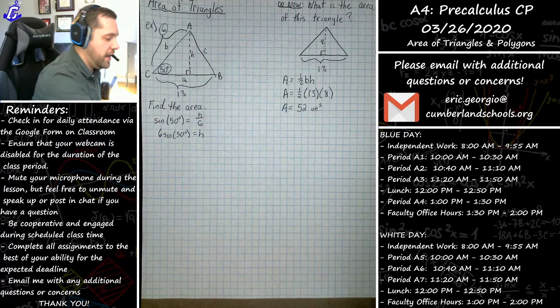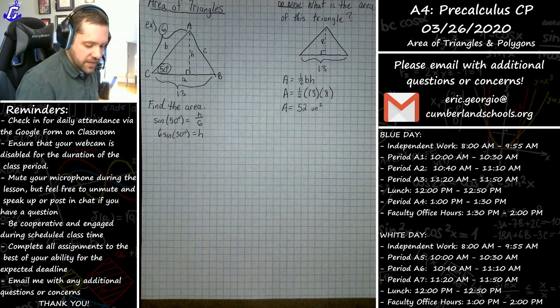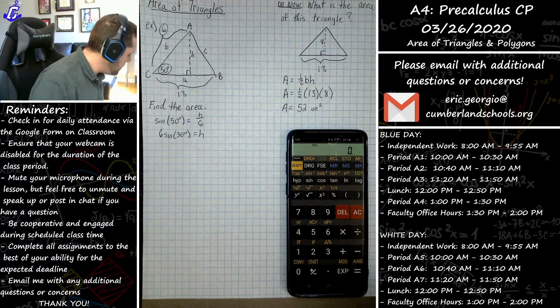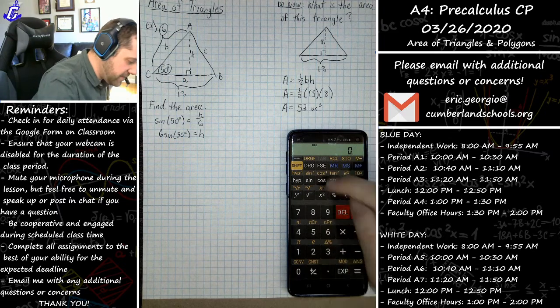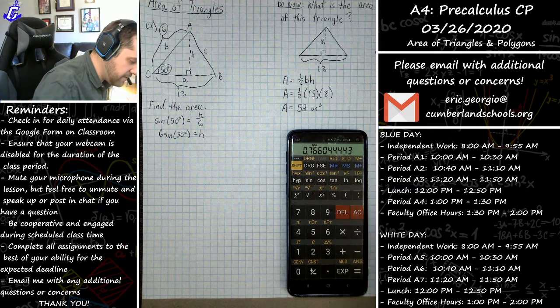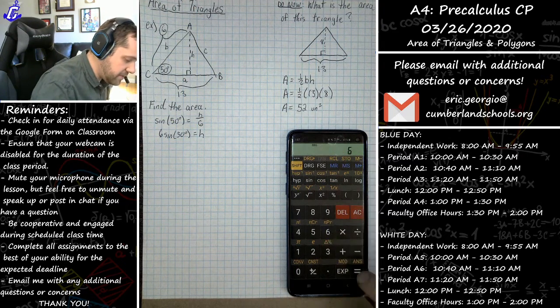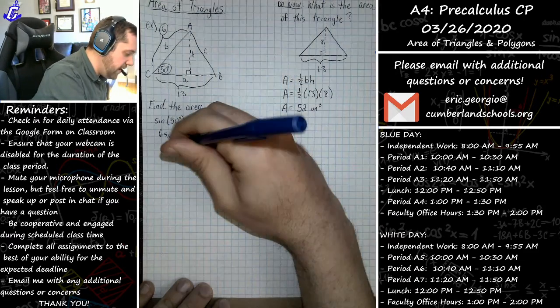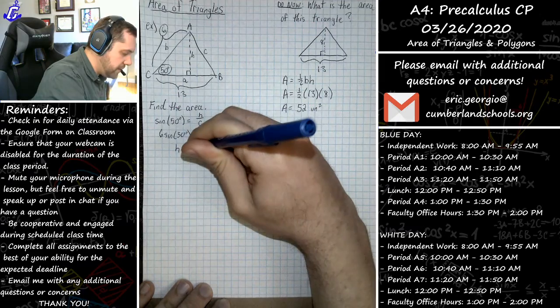And just using our handy dandy calculator, I actually am somewhat mad because I left my graphing calculator at school. It's still in the building, so I have to use my illegal rectangle right here. But I can do that by typing 50, sine, and then multiply that by 6. And I get, rounding to 4.6, that my height is 4.6.